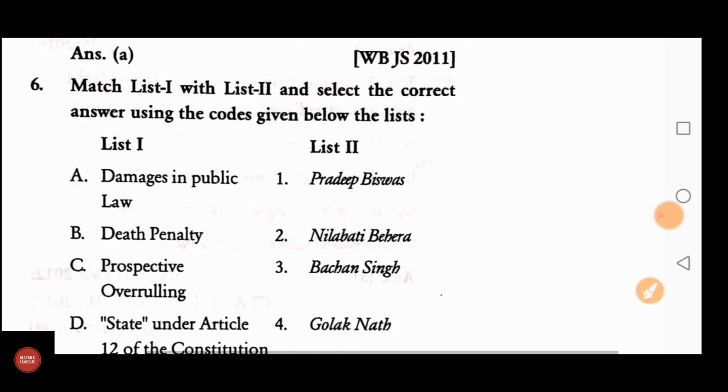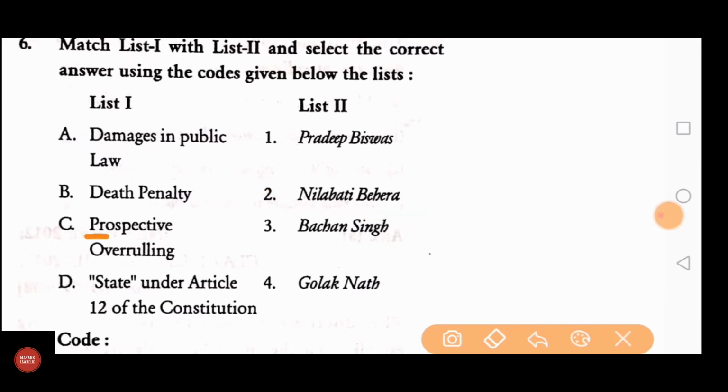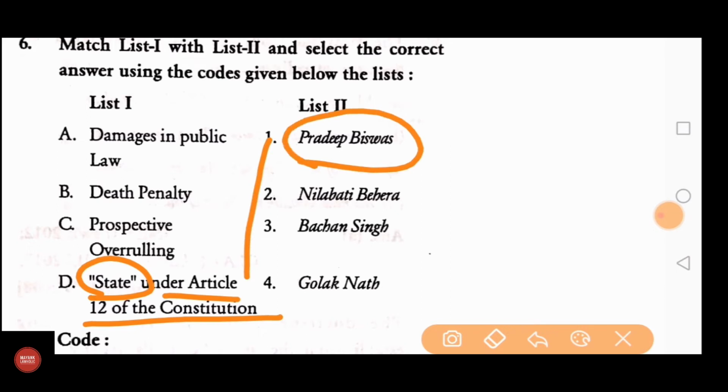Question number 6. Match list 1 with list 2 and select the correct answer using the codes given below. List 1. Damages in public law is Nilabati Behera. Death penalty, Bachan Singh. Option C. Prospective overruling, Golaknath. Option D. State under Article 12 of the Constitution is Pradeep Biswas.